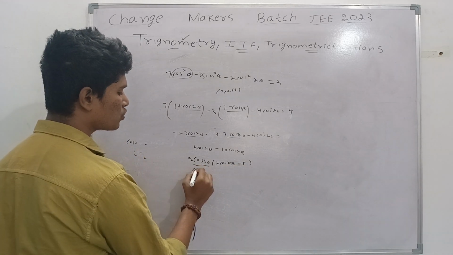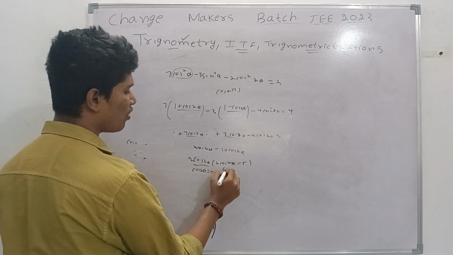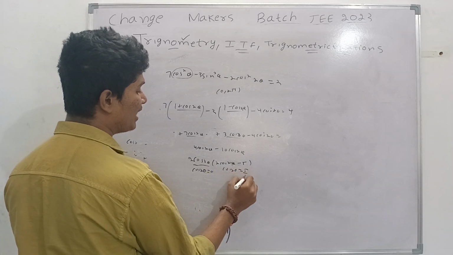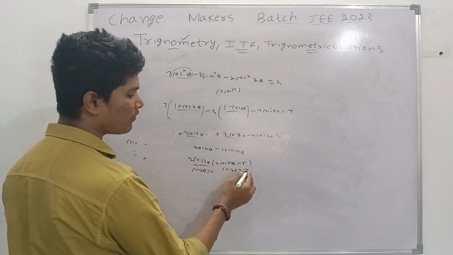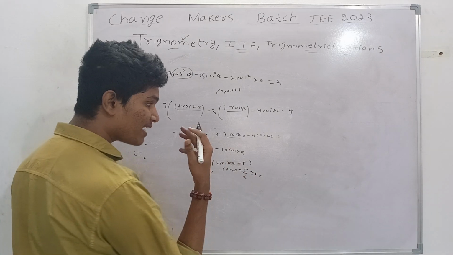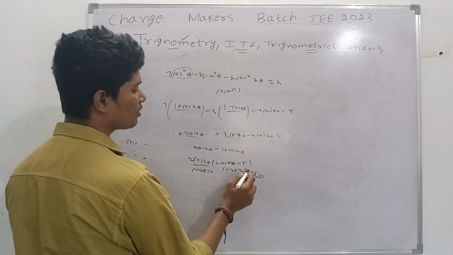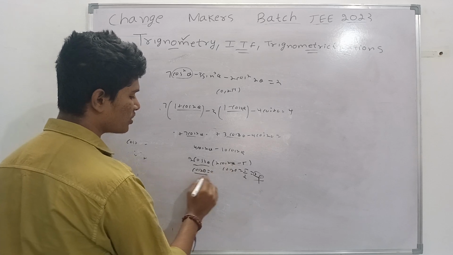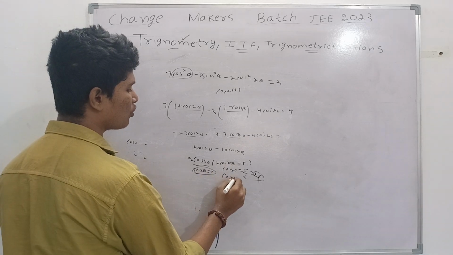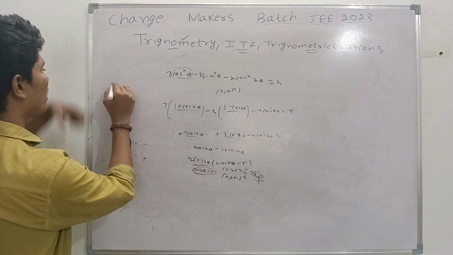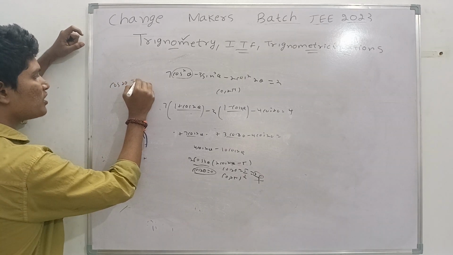Now we have to solve cos 2 theta equal to 0 and cos 2 theta equal to 5 by 2. If we see cos 2 theta equal to 5 by 2, it is 2.5. Cos theta cannot exceed that value, so it is wrong. So cos 2 theta equal to 0, we have to check between 0 and 2 pi.